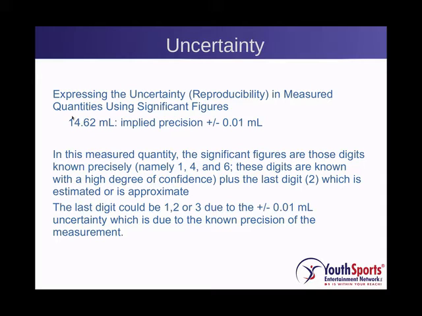The actual measurement could range from 14.61 all the way to 14.63. So that's what this means. That means that 1, 4, and 6 we are sure of, so they're called significant figures. And the 2 we are not 100% sure of, so that's not called a significant figure. So in this kind of precision, we have 1, 4, 6 as 3 significant figures, and the 2 is not, since we're not sure of it, it's not considered a significant number.